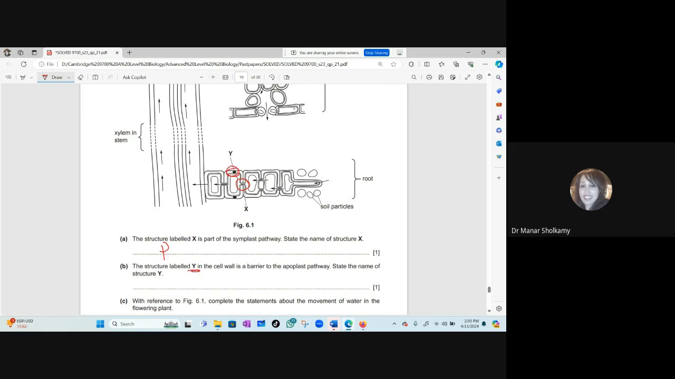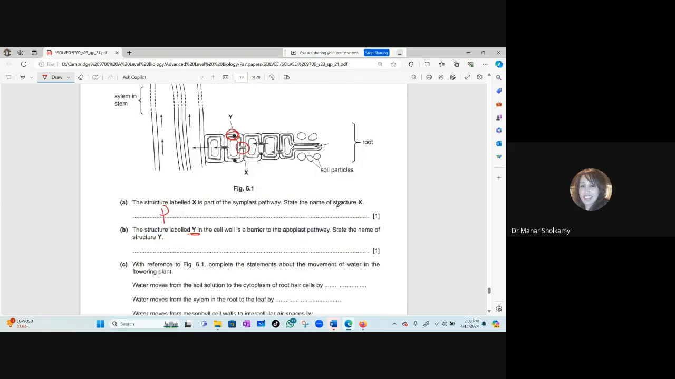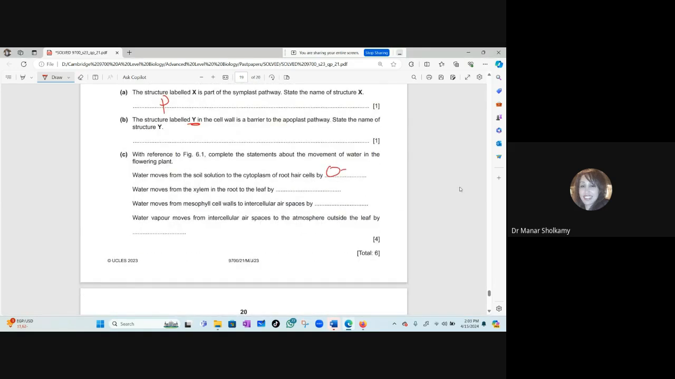The structure Y is what? A Casparian strip. Yes, the Casparian strip and the suberin deposition. Good. Now, with reference to figure 6.1, complete the statements. Water moves from the soil solution to the cytoplasm of the root hair cell by osmosis. Yes, this is easy.